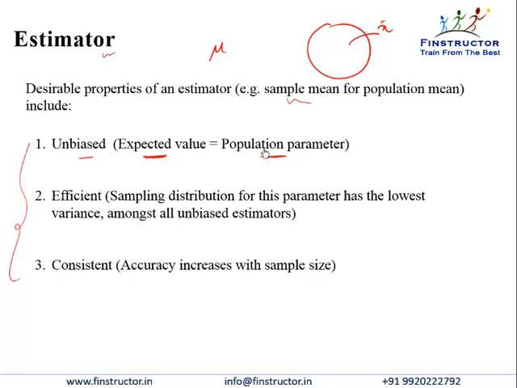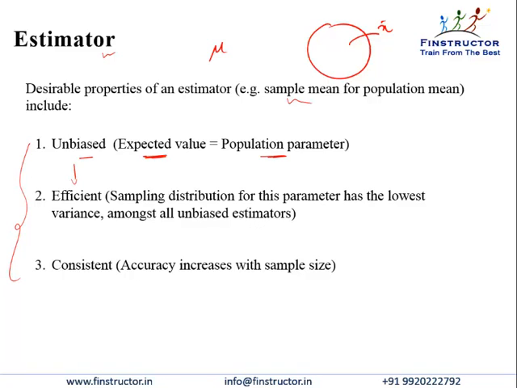But if it's a symmetric distribution, then mean, median, and mode are all the same. So the expected value of the median is also the same as the population mean. A good estimator is also efficient. That is, amongst all unbiased estimators, the sampling distribution for this statistic has the lowest variance as compared to all unbiased estimators.